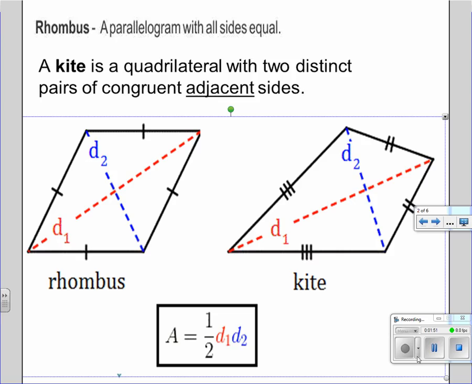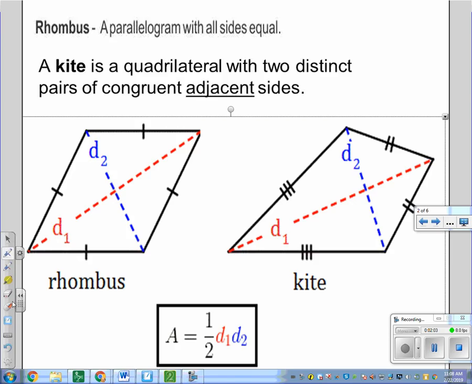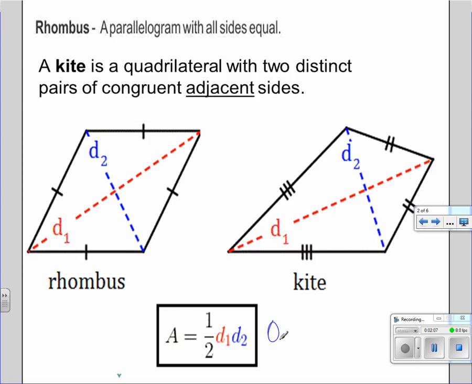Now, the formula for the area of a kite or a rhombus, it doesn't matter which of the two you're looking at, the formula is going to be the same: we take the diagonals, we multiply them, and then we cut that quantity in half. So another way to express this formula is like this. If you don't like the fraction sticking out in front, you can write it like this: D1 times D2, and then push the 2 downstairs, underneath.